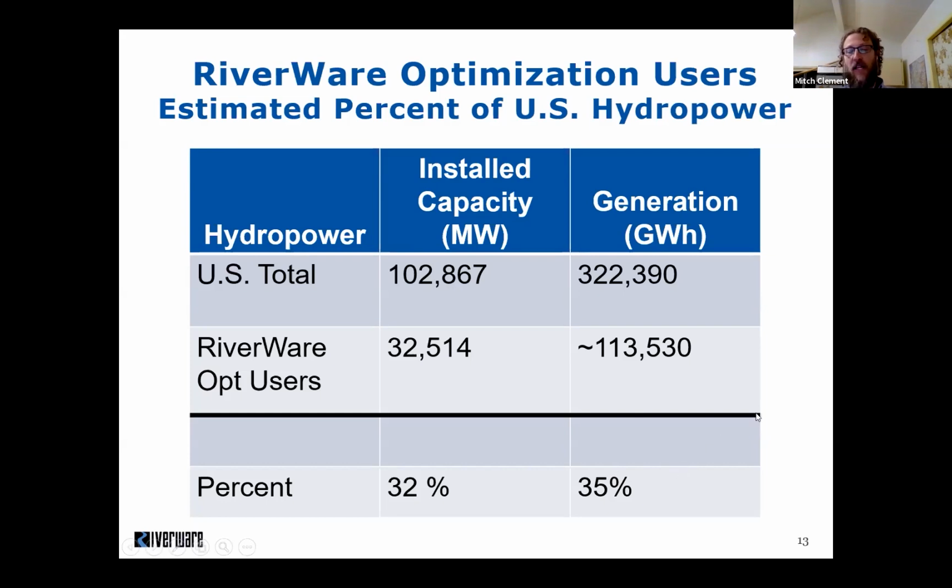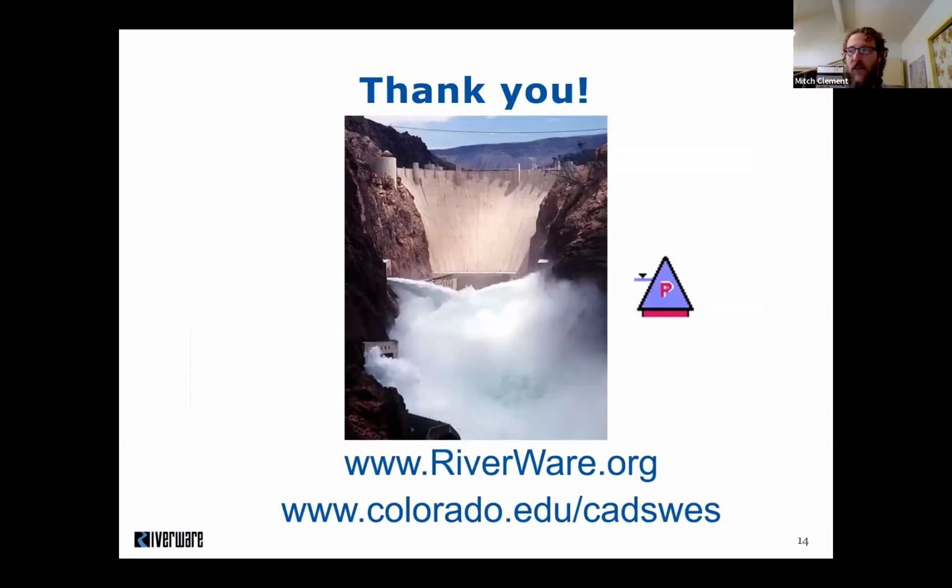In addition, there are dozens of basins that are using rule-based simulation. So RiverWare really plays a critical role in the multi-objective management of water and hydropower production across the US, and increasingly in countries outside of the US as well. So that's all. I thank you for your time, and I think maybe we have time for a few questions.